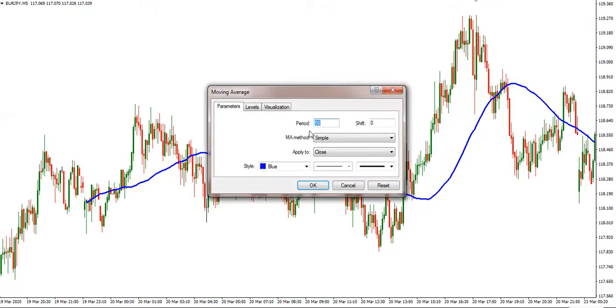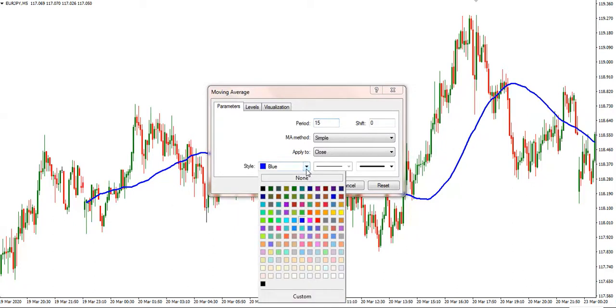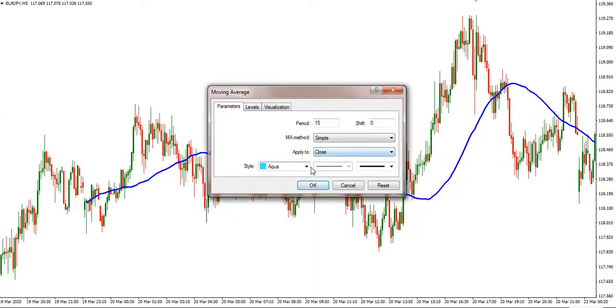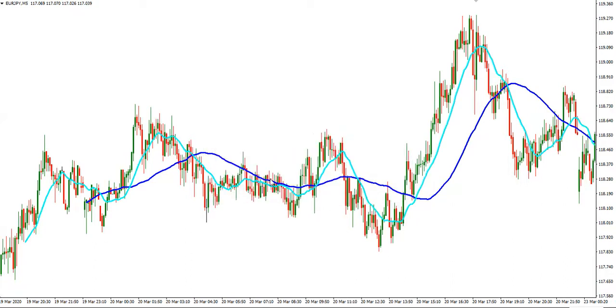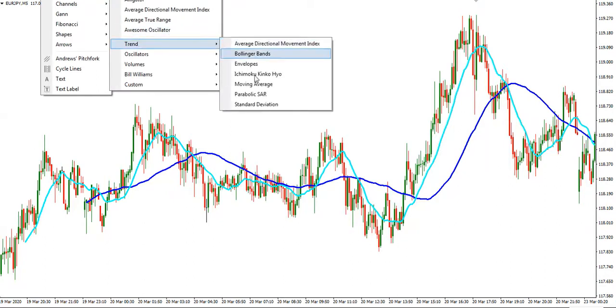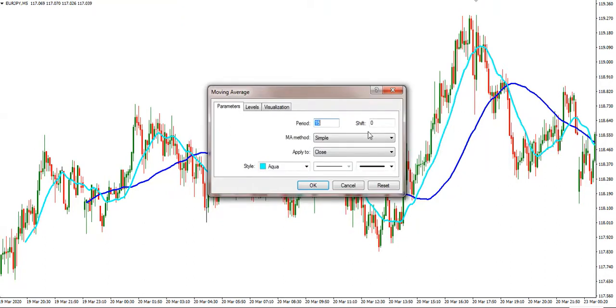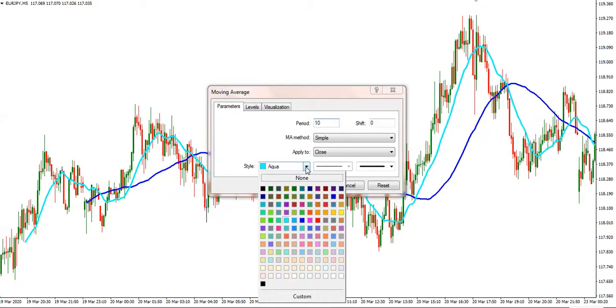The second one is 15, simple, close. All the settings will be the same, with a different color. The third one is another moving average, with a period of 10, simple, close, and the color will be as you like.